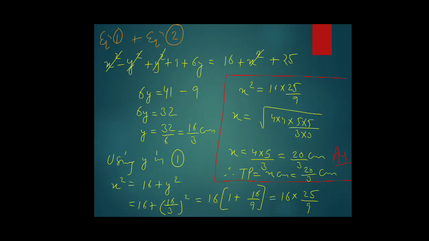So we'll be left with 6y is equal to 41 minus 9. Solving it, y will be 16 upon 3. Put the value of y back in equation number 2. This is not 1, this is 2. When you put it back, what will you get? The value of x. I have solved it.